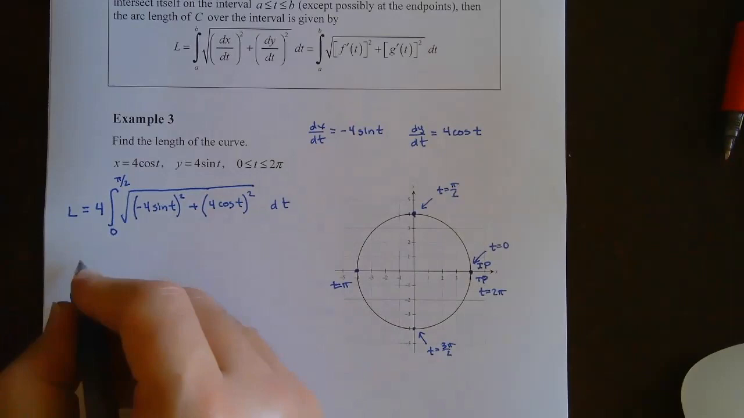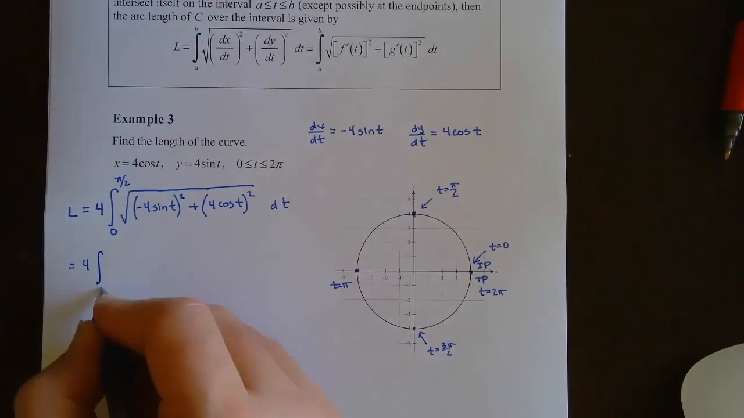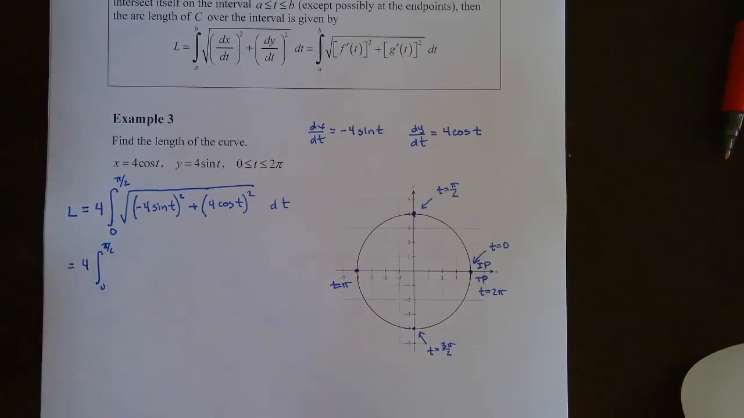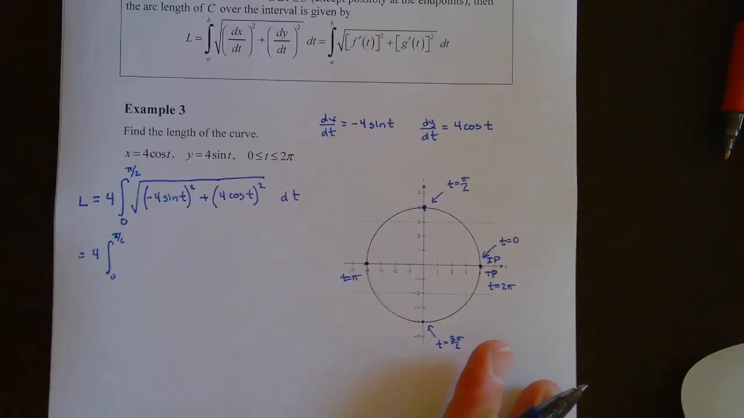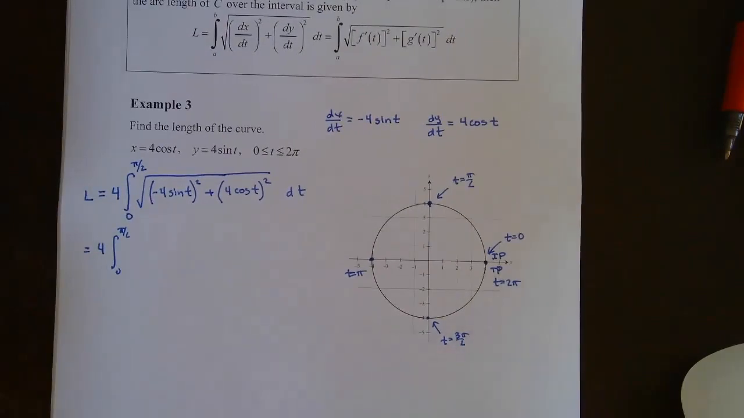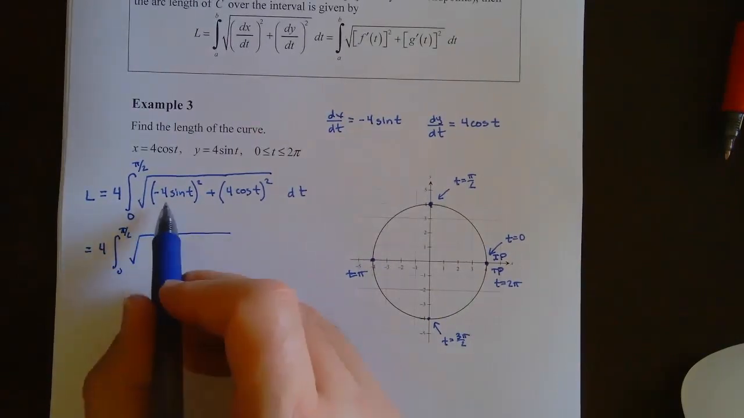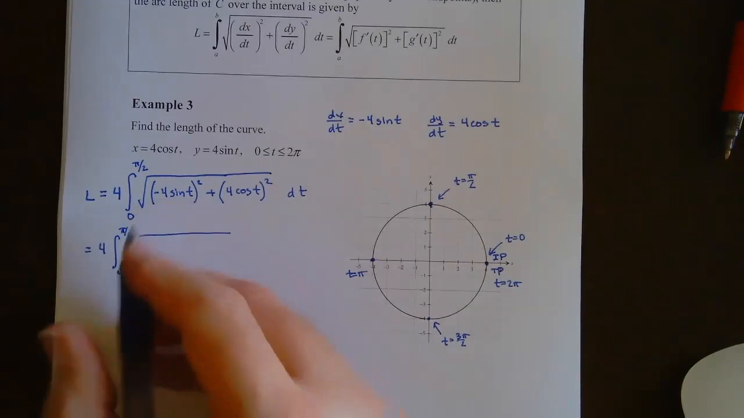So this would equal 4 times the integral from 0 to pi over 2. And a lot of times we're going to do this with a calculator. Like the next problem we're going to do with the calculator. But I want to do this one by hand. So the square root of, so this would be 16 sine squared t.